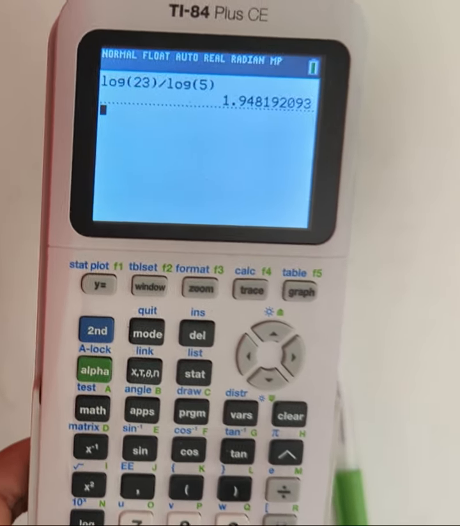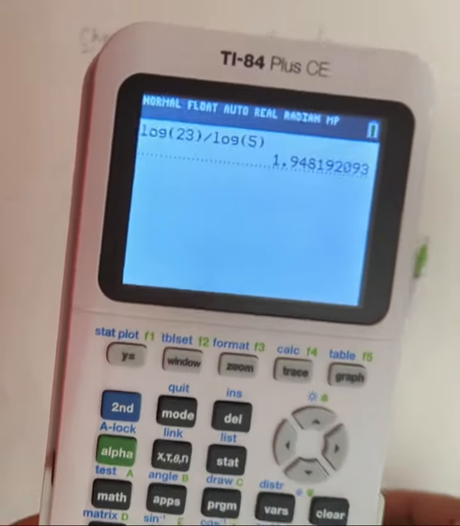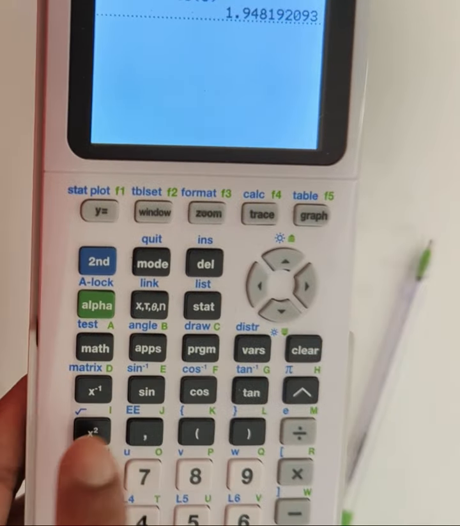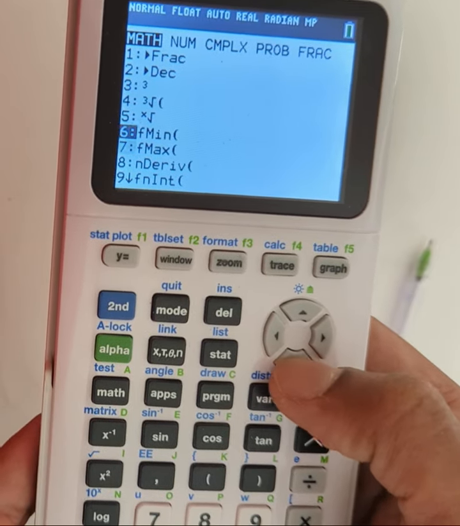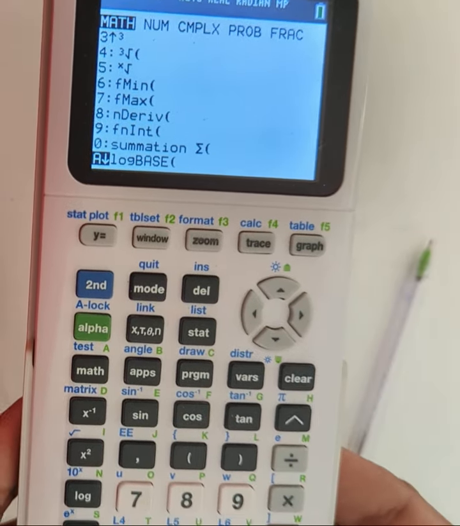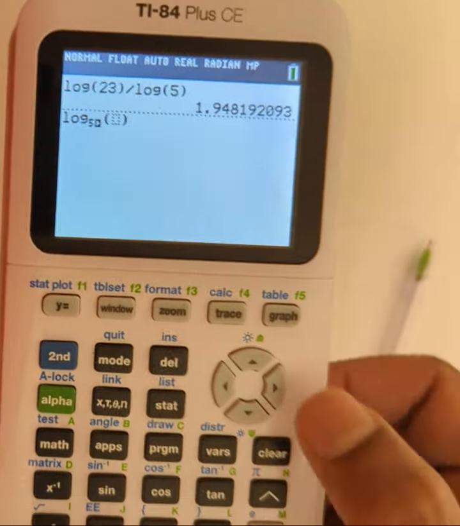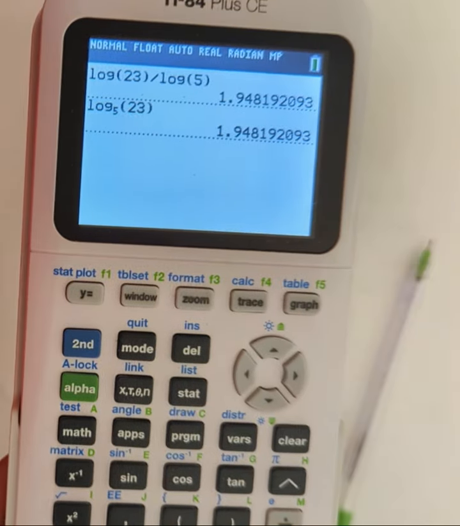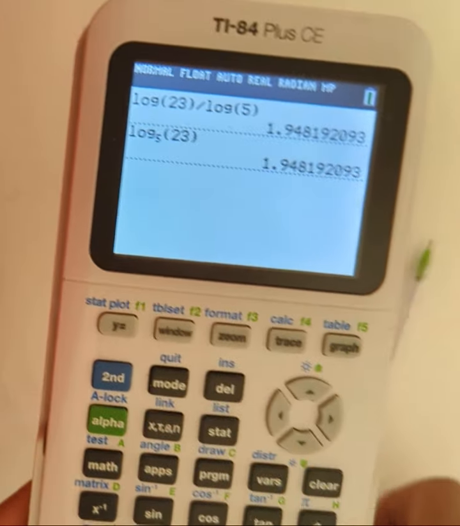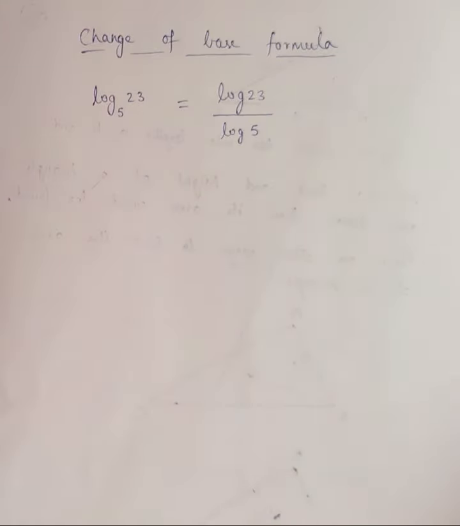Now, some calculators can deal with any base. For example, in this calculator, I know if I go to math and scroll down to log base, then I know it can work with any base. So the base is 5 this time, and I want to take the logarithm of 23 and I get the same answer. But if your calculator does not have that, then this is what you want to do. Log 23 over log 5. You want log 23 base 5, just do log 23 over log 5.